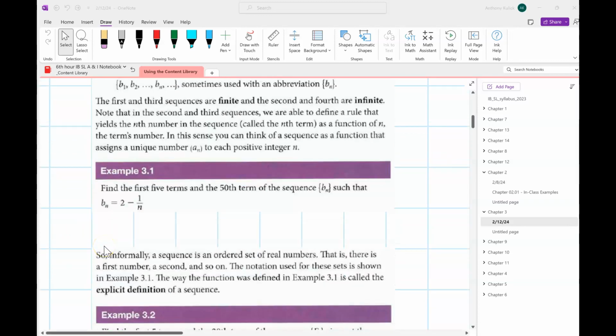So let's look at a couple of examples. Find the first 5 terms and then the 50th term for this sequence b_n, where b_n is equal to 2 minus 1 over n. So how do I write symbolically the first term?